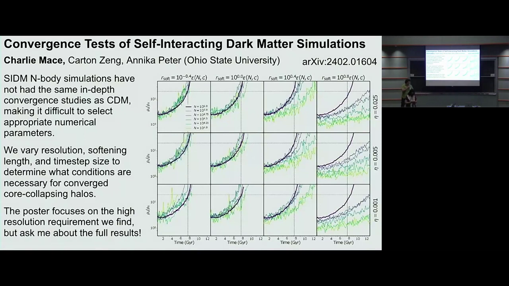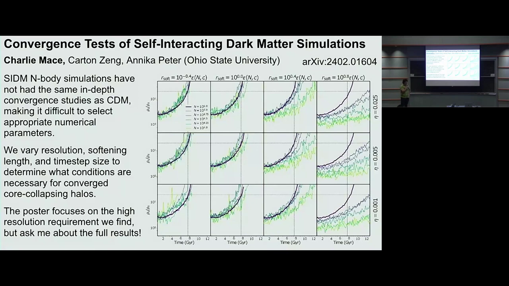Hi everyone, I'm Charlie Mace at Ohio State working with Annika Peter. So lately I've been working on N-body simulations of SIDM dark matter halos, specifically core-collapsing halos that you've heard about in the last couple of talks. Now if you want to use these simulations to, for example, model these halos for gravitational lensing, which is also something I'm working on, you have to be able to trust your results and know you're seeing converged, accurate results from your simulations.